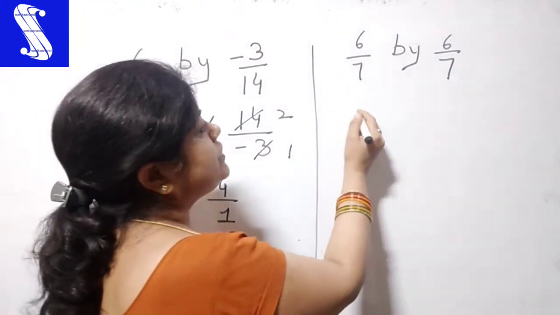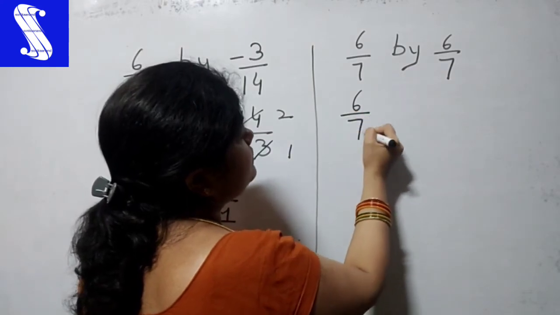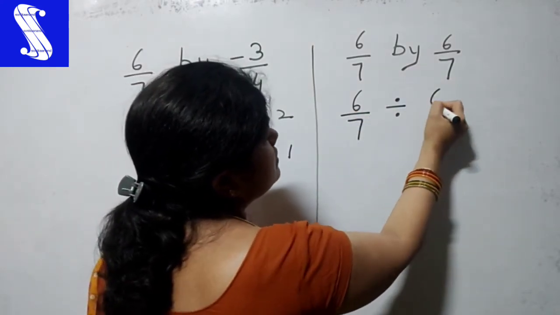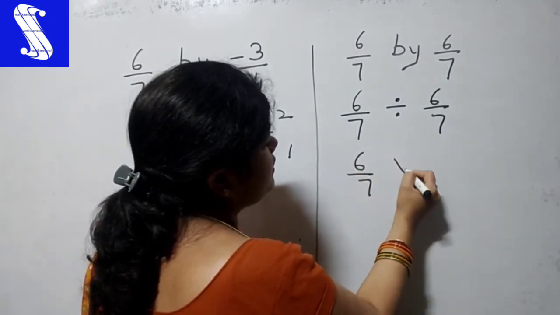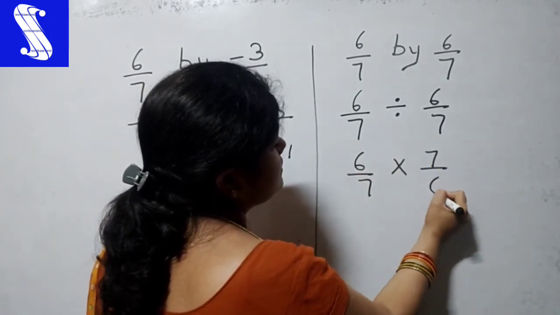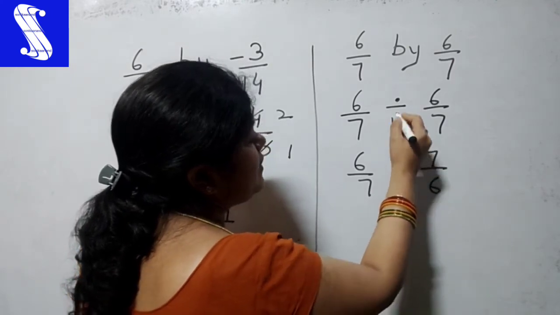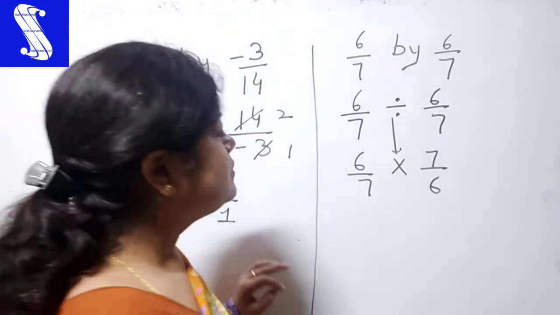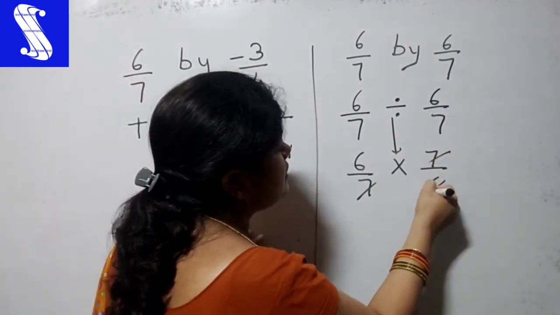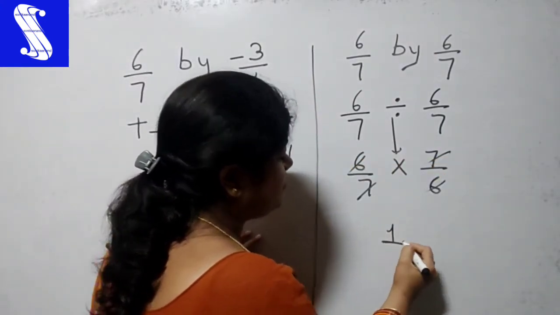Now this is the question. We have 6 by 7. Then we reverse it: 6 by 7 into 7 by 6. When we change divide to into, the digit is reversed. Clear? So it gets cancelled and ultimately we have 1.